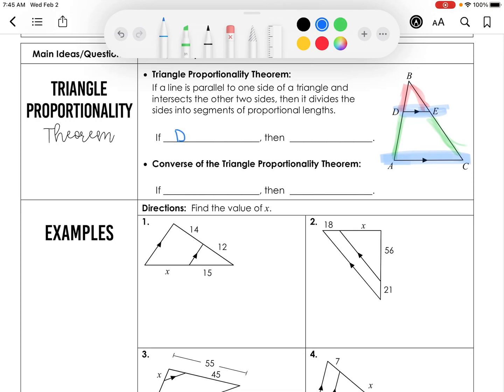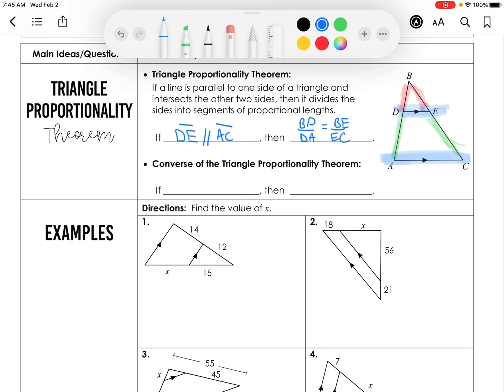So if DE is parallel to AC, then BD over DA is going to equal the proportion or the ratio of BE over EC.